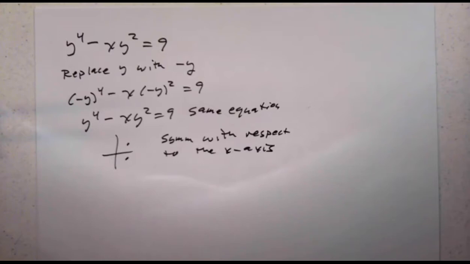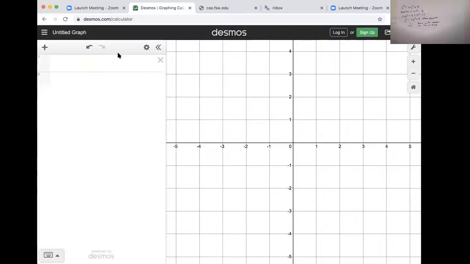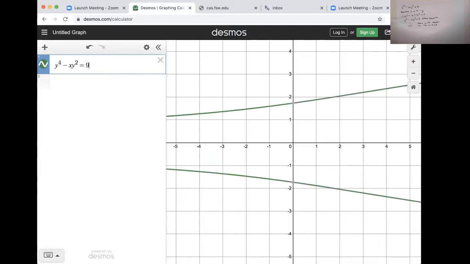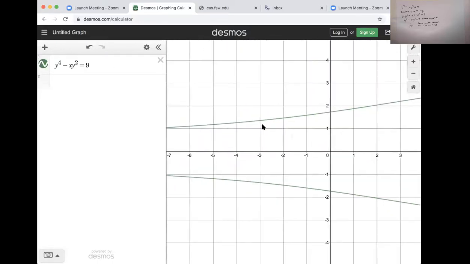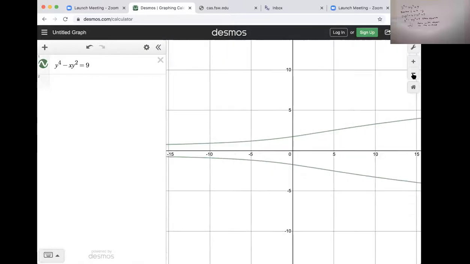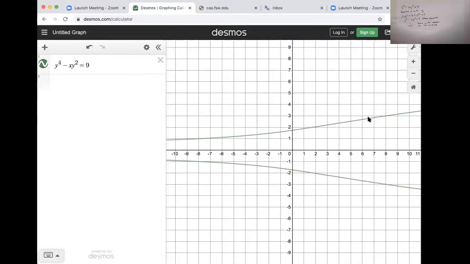So let's look at Desmos and see if that's the case. So y to the fourth minus xy squared equals 9. An interesting looking graph, I guess. We can zoom it out and see if we see any changes in the behavior. Not really, but you can see that this point here is paired with this point here. They're essentially the same, right? So we have mirror images across the x-axis. So indeed, this is a symmetric with respect to the x-axis equation.